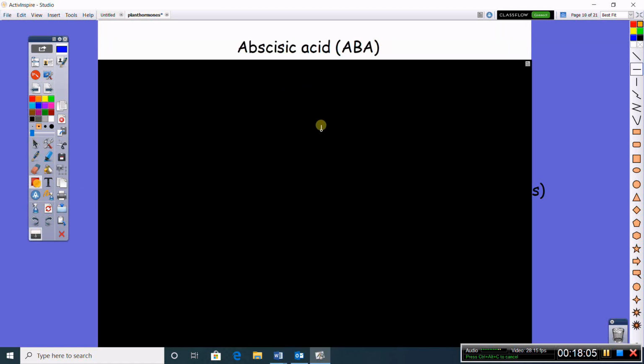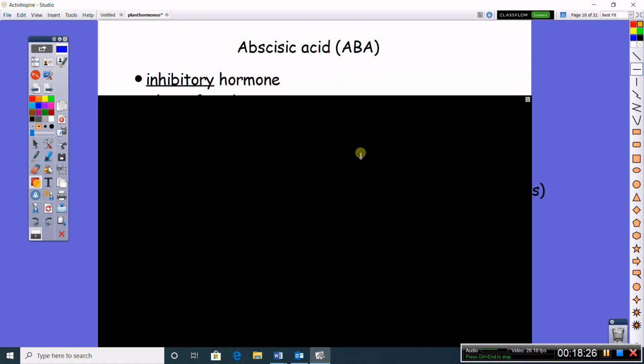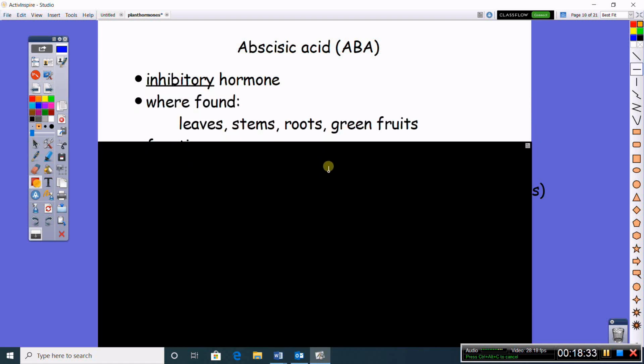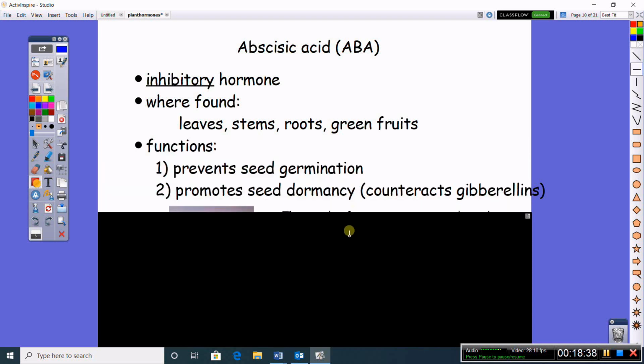All right, at this portion, we're going to flip our long sheet over, and we're going to look at our 2 hormones on the back, numbers 4 and 5, which are abscisic acid and ethylene. Abscisic acid is one of those words that I have trouble spelling correctly, so if you see it spelled different ways, sorry, that's my fault. Of the 5 hormones that we're talking about today, this is the only inhibitory hormone. Where it's found is going to be your leaves, stems, roots, and green fruits.